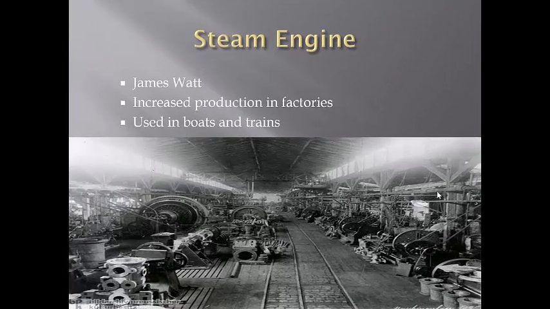The steam engine is the next innovation we're going to look at. This is invented by James Watt, and of course, if you've had science, you know who he is, because the measure of energy is named after him, right? The watt, the kilowatt. And what it does is, it essentially makes it easier to make things in factories, right? We use the steam engine in boats and trains, and steam power is able to turn other machines, and so the power of steam helps us to move things.